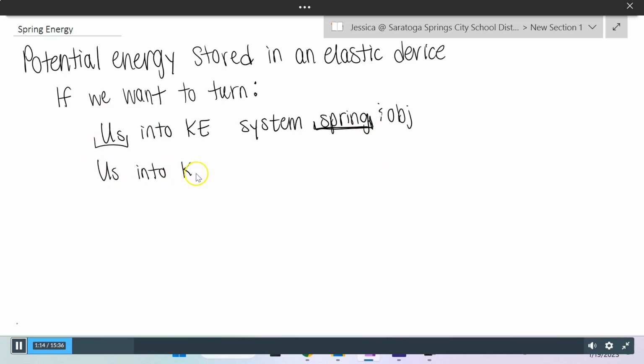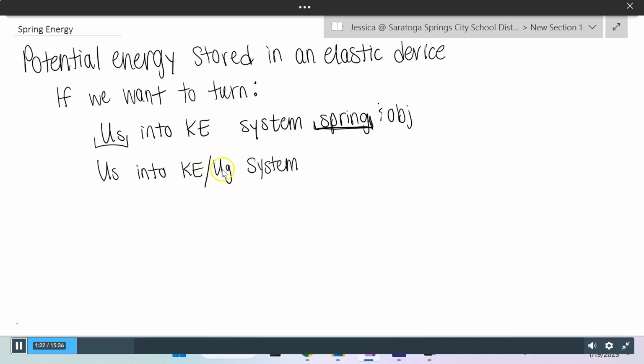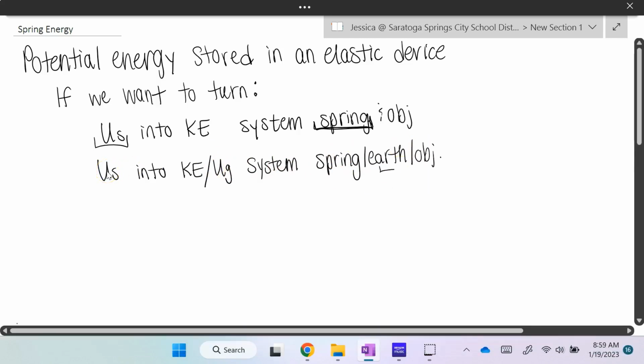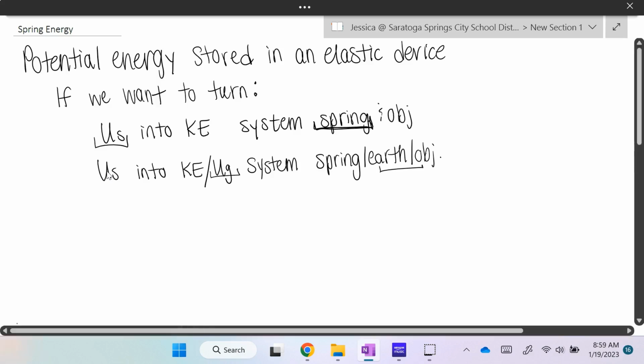Now, if we want to turn our US into KE or UG, remember with UG, we need to have the Earth as an object in our system, because the Earth creates the gravitational field, and the object is in that field. Our system would need to be the spring Earth object system. So we'll have to pay attention to that. And when we get into work, we'll talk about how defining our system can change how we analyze the problem. So remember, UG needs Earth and object. If we have US in our system, then our spring needs to be in our system.